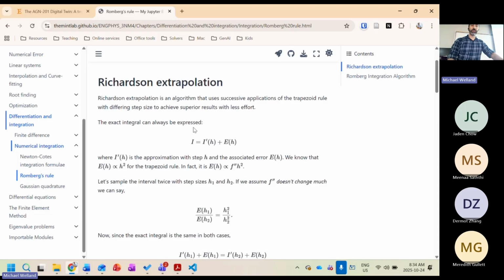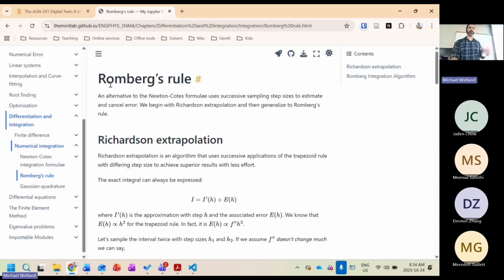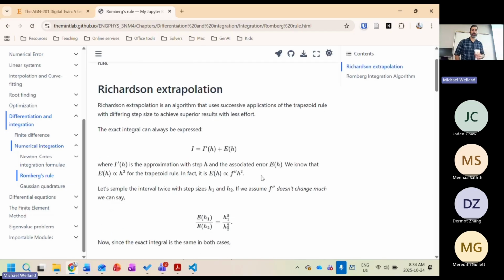Okay, to begin with, Richardson extrapolation. Kind of funny that I start off with Romberg's rule and already jump into Richardson extrapolation. The idea is that we're going to use successive applications of the trapezoid rule. Remember, trapezoid rule is order h squared for the entire interval. Order h cubed for the individual intervals, but then you have to sum all the intervals, so it becomes order h squared for the totality.